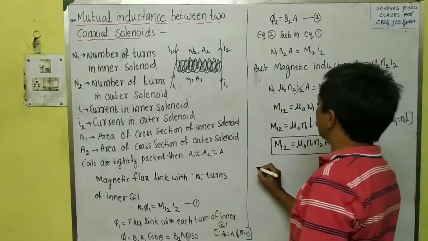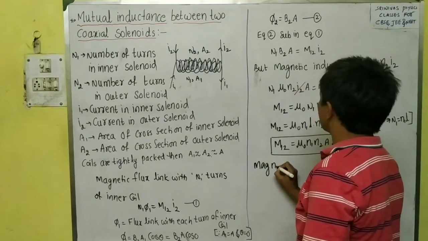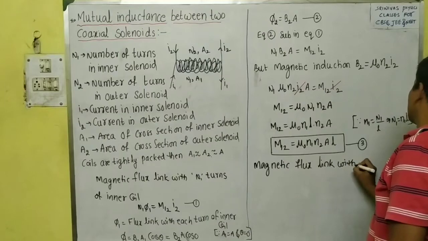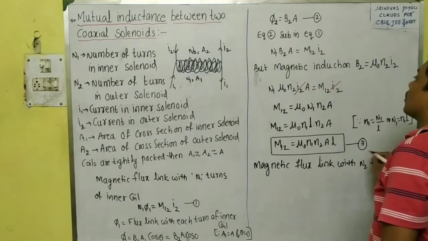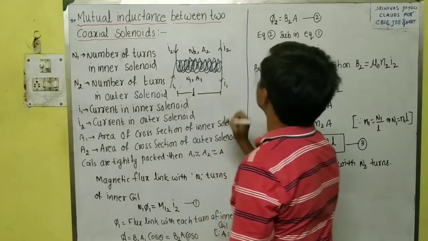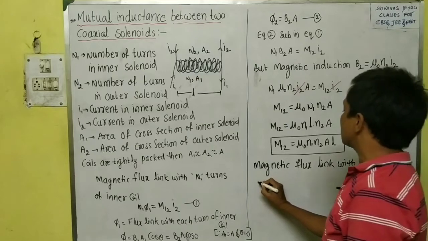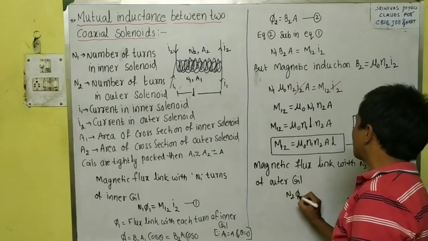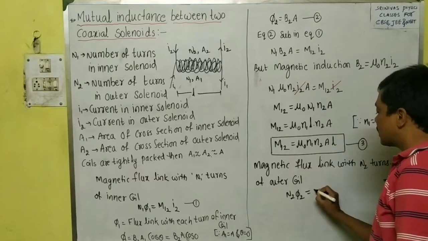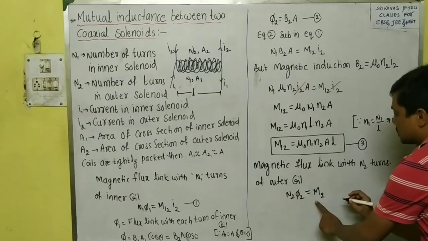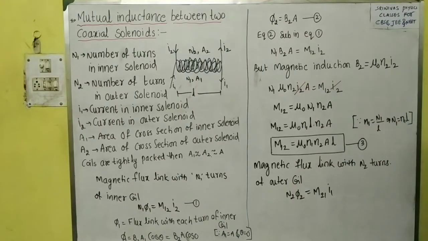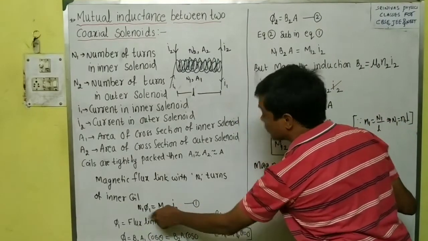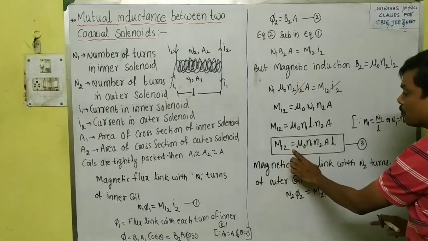Let us see the flux linked with the N2 turns of the outer coil. The length we can take as L, the length of each solenoid. The flux linked with the N2 turns of the outer coil is N2 phi 2. This depends upon the current in the inner coil in mutual induction, right? That is M21 into I1 we have to write. If you know this derivation, we just have to change 1s to 2s and 2s to 1s, then you will write the same equations and get the M21 formula, right?